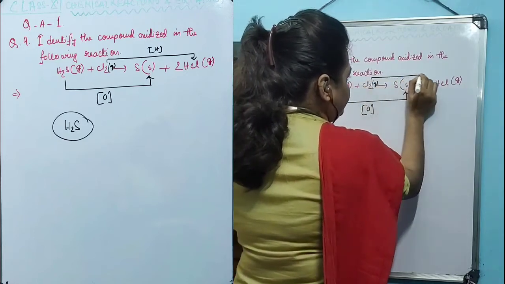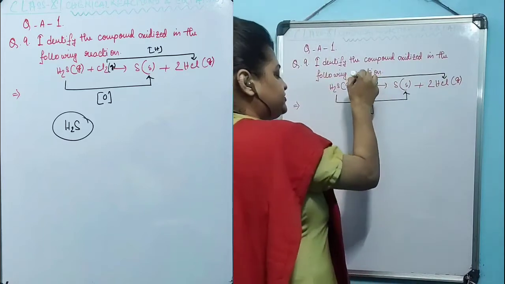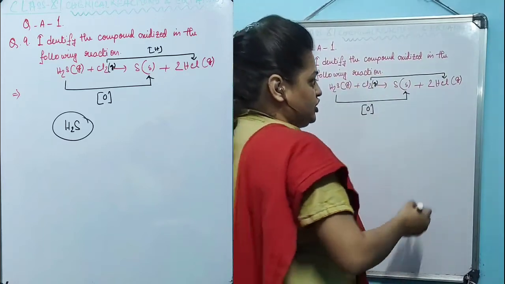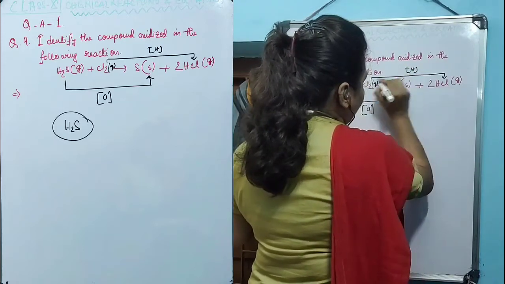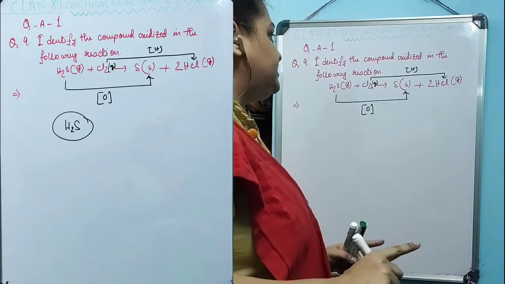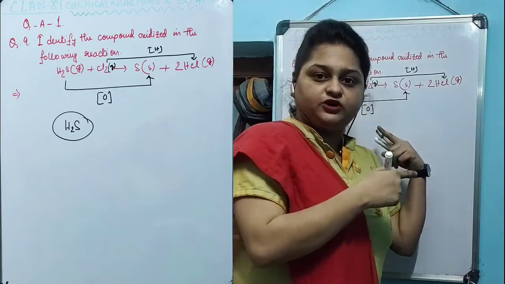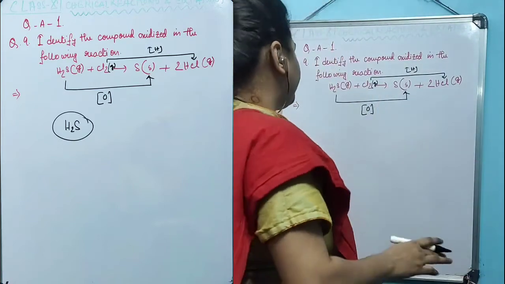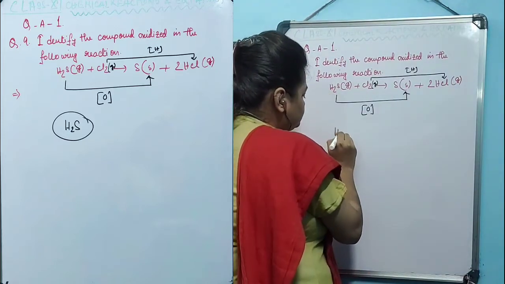And on chlorine, addition of hydrogen has occurred on chlorine gas to produce gaseous HCl. So this is the reduction process. Therefore the compound that is oxidized in this particular reaction, just by using the simple definition, we can find out is H2S.